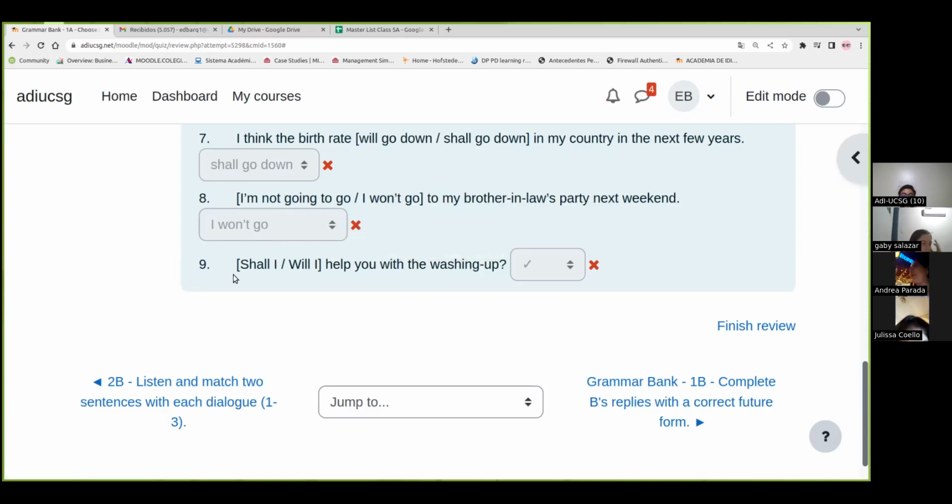And finally, number 9, shall I or will I help you with the washing up? And the answer is shall I, because you are asking a person for permission, to agree or disagree. And will is a question of future. Will I help you? Why would you ask that in the first place? You know if you will help him or her or not. Shall is more like a question. You're asking for permission. All right.